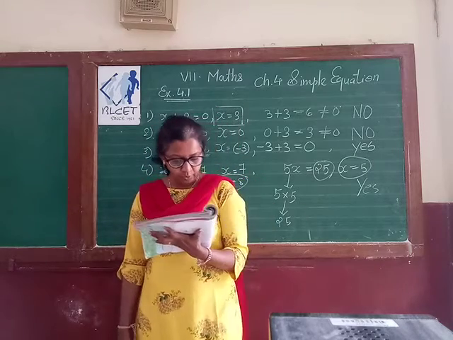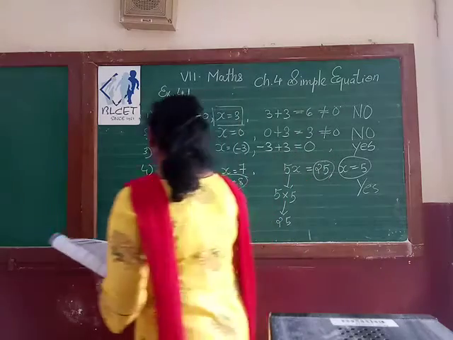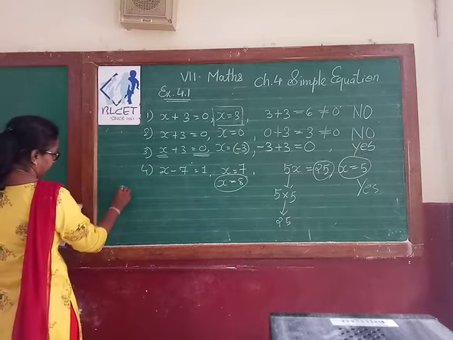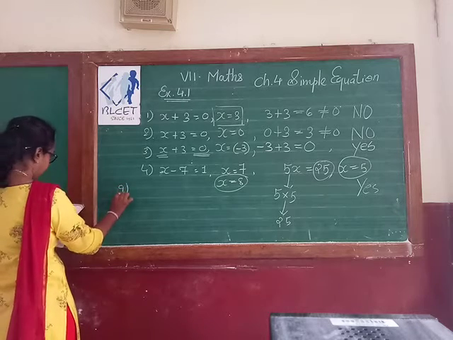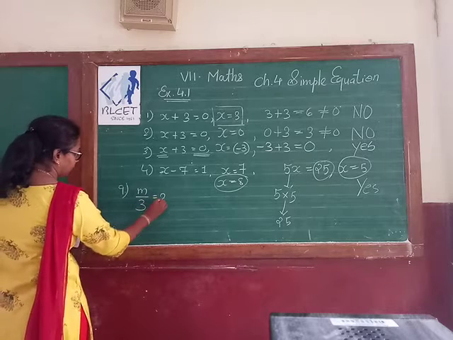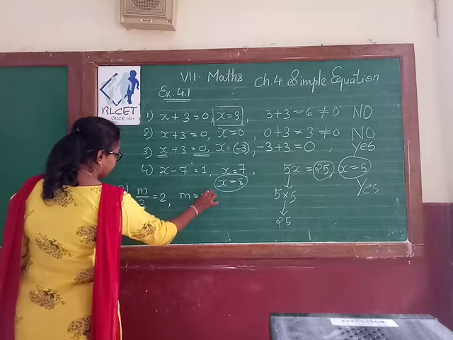In the same way, you have to do m by 3 is equal to 2. Which question is it? Ninth one, sorry. Okay, ninth one is m divided by 3 equal to 2. What is the value of m? m is equal to minus 6.